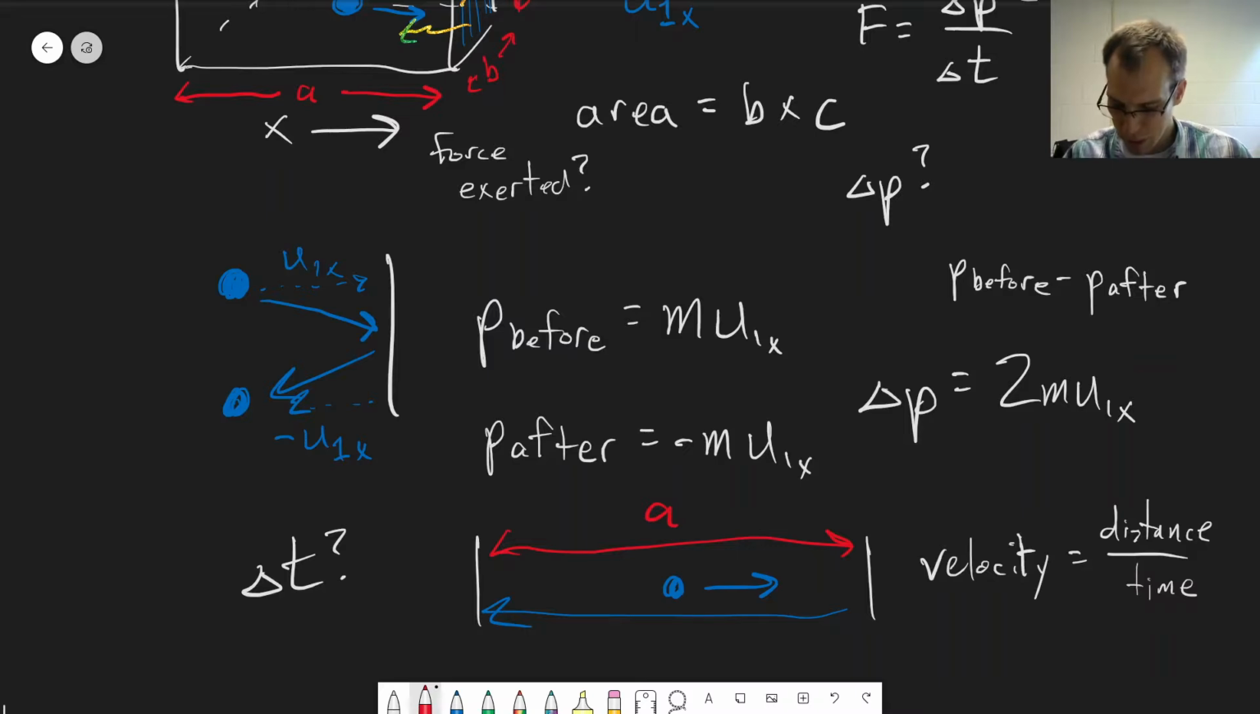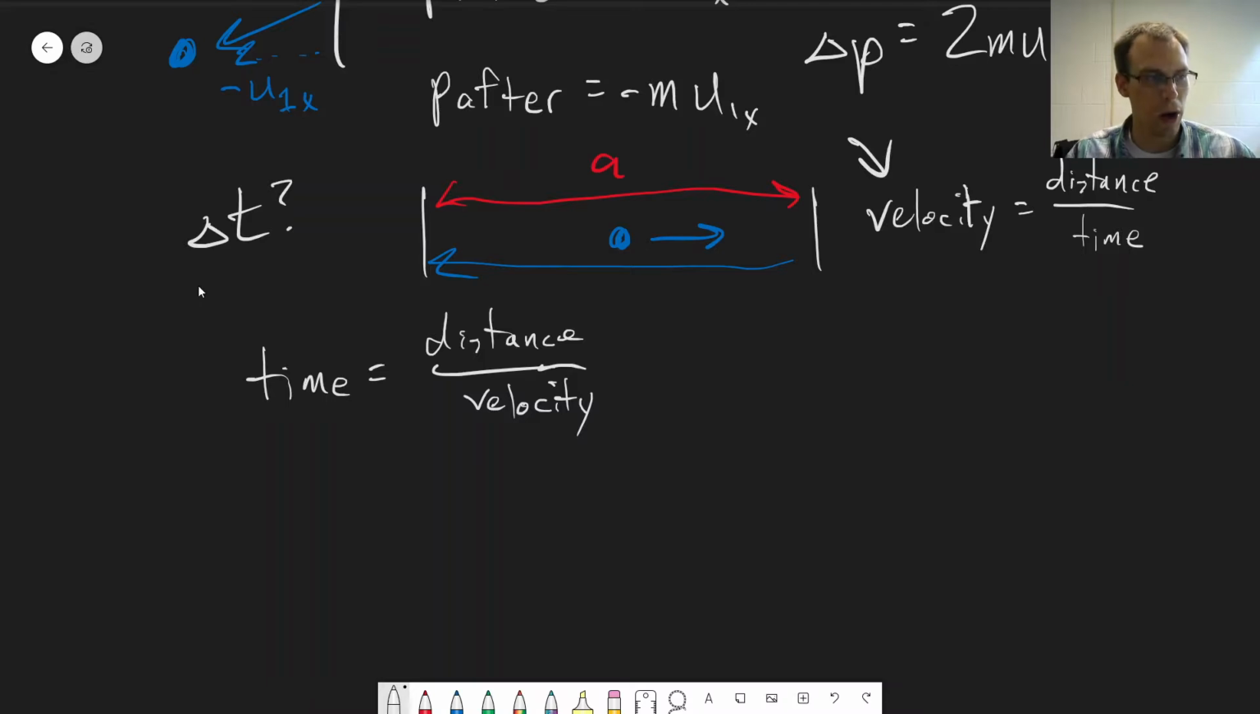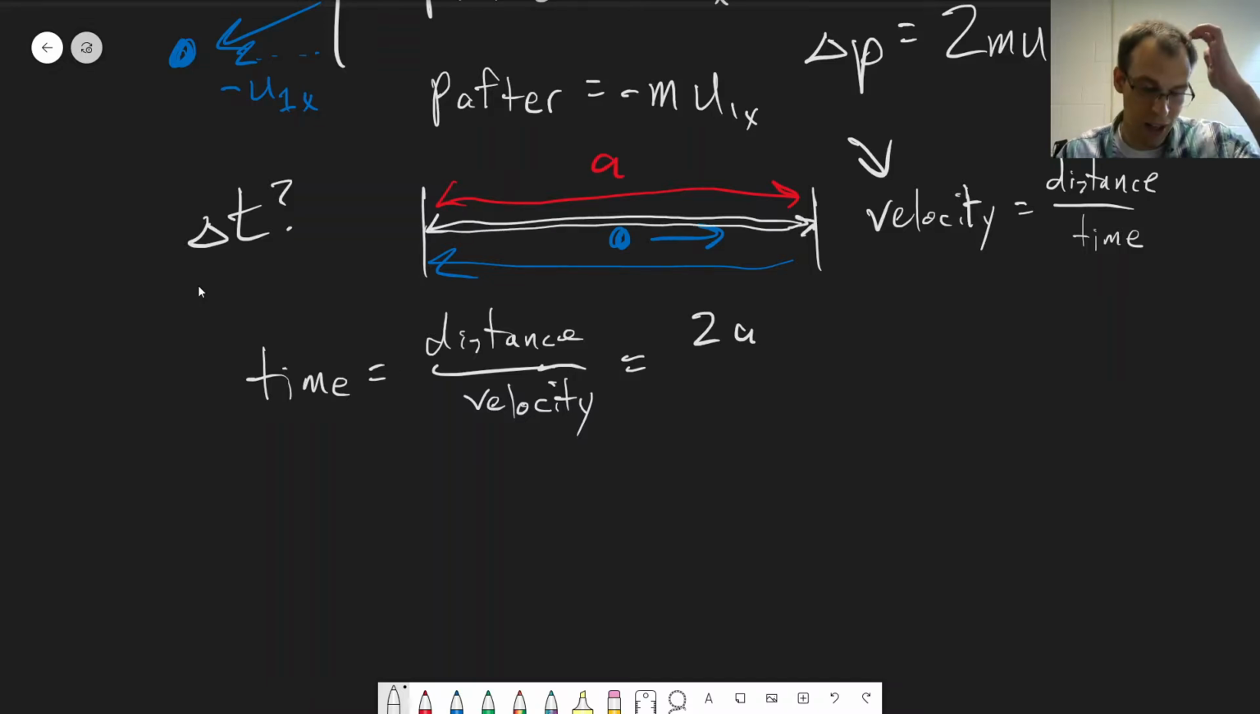Okay, so we can rewrite this equation to solve for time, and say that time is equal to distance over velocity. So if we know how far the particle is traveling, which in this case, we want to know how long it takes to hit the right wall again after it's hit it the first time. So it'll travel a distance of 2a, because it'll hit, go back, bounce off the left side, which we're not counting at this point, and then it'll come back again and hit the right side. So it's going to go 2a distance, and we know the velocity. It's u1x, traveling at that velocity.